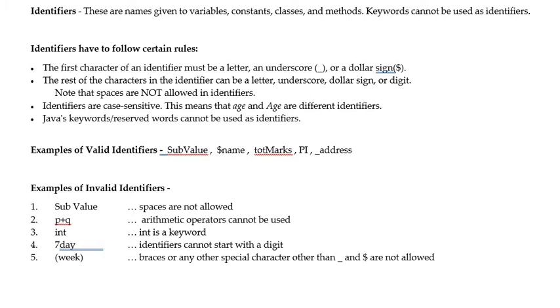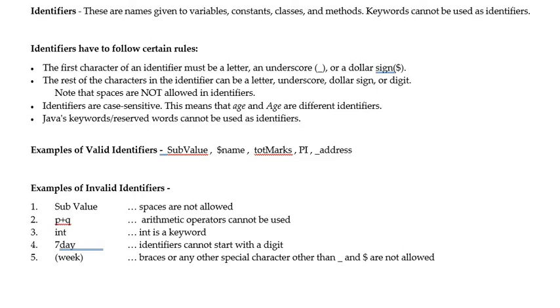Identifiers are case sensitive. This means that small letters age and age written with capital A, G, E are looked upon as different identifiers. Then Java's keywords cannot be used as identifiers. Now look at some examples. SubValue, with capital S and capital V but as one word, is valid. $name is valid because dollar is an allowed symbol. Dot marks, okay, no problem. PI, all capital letters, no problem. _address is also okay because underscore is a valid character.